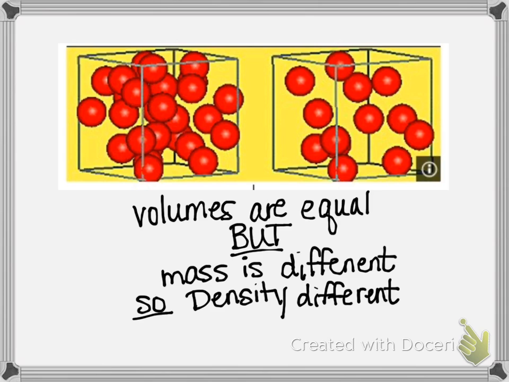Okay. So you need to write down these two cubes. Notice they take up the same amount of space, but you notice that there's more matter in the one on the left. So then that makes its mass different. And since the mass is different, that's going to make our density different. You can see that the one on the left has a greater amount of matter than the one on the right. So that means that the one on the left has the greater density of these two cubes.